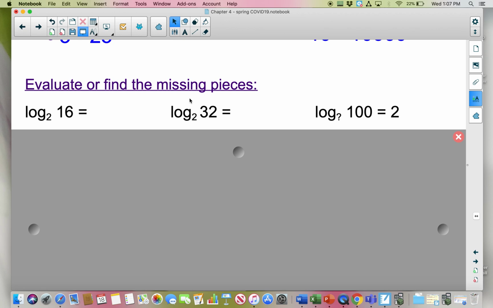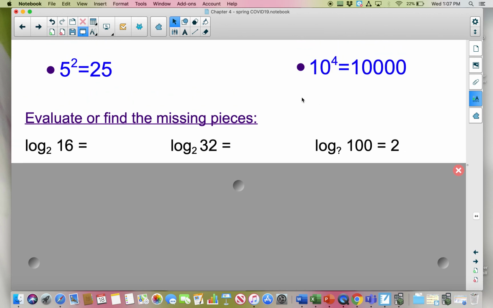Same idea here, log base 2 of 32. What is that number? Or what if I work this one backwards? What base would make this log equal 2? Okay, so how are you going to figure all of these out?